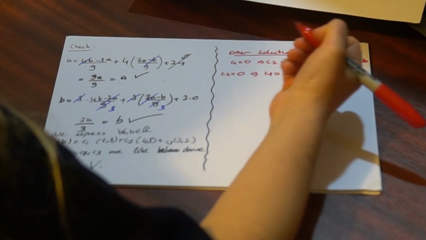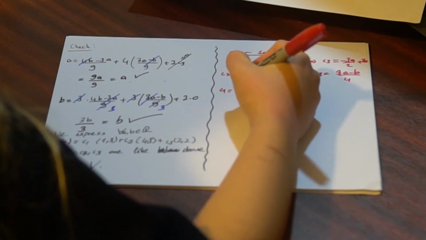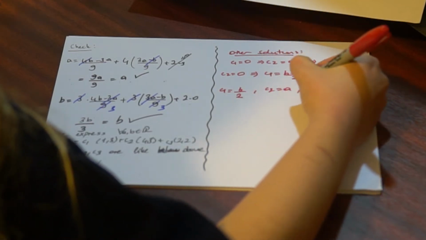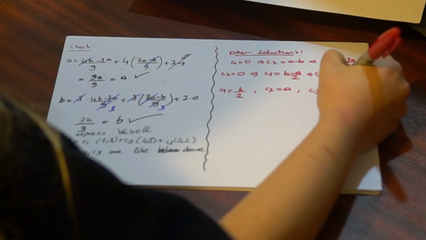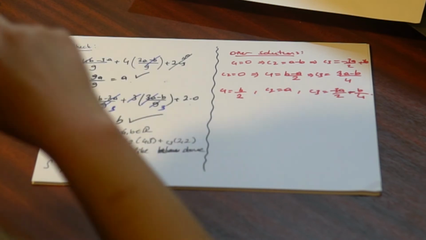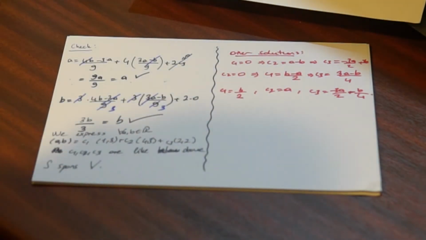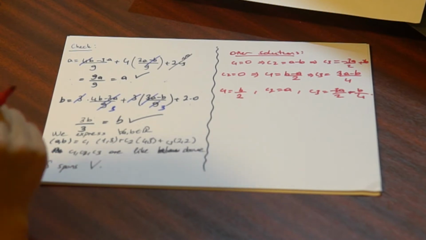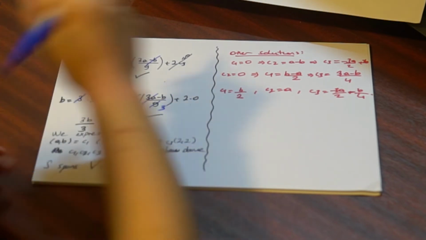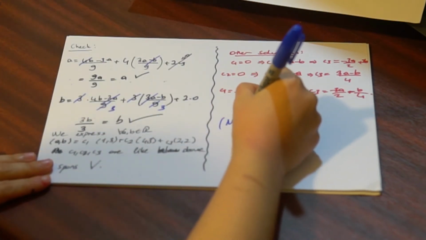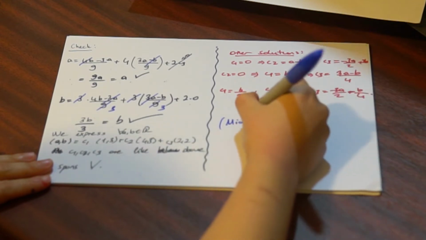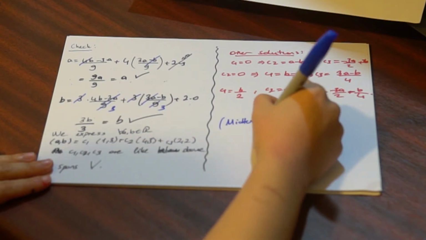Or there are other answers. For example, if we take C1 equal to B over 2, C2 equal to A, and C3 equal to A over 3 minus B over 4. So there are infinitely many solutions for this C1, C2, C3. And this was the midterm 1 question of this year, question 2.